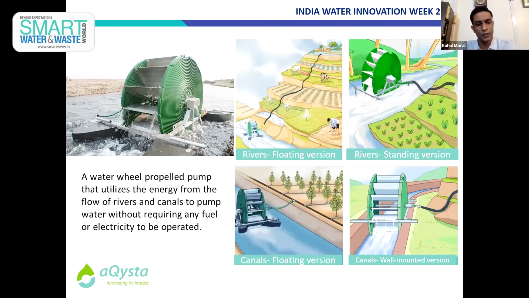Okay, so more on the Bursa pump. It's basically a water wheel propelled pump that utilizes the kinetic energy of the flow from rivers and canals, and converts that into mechanical energy, which builds pressure, and with that we transport the water to where it's needed. Being a hydropowered appliance, it doesn't need fuel or electricity to be operated, so it has no operational costs.